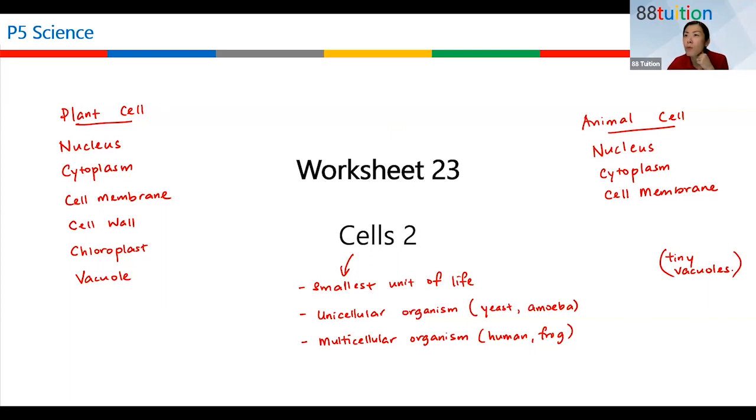Now, so when you are doing it in PSLE, what do you need to do? You just focus on the plant cell having a large vacuole and animal cell does not have the large vacuole. You see how they are playing with the words here? They say that plant cell has a large vacuole, right? The important thing is the large. Then they say animal cells does not. So animal cells does not have large vacuole. Actually, they have many tiny ones. You will only learn it in secondary school.